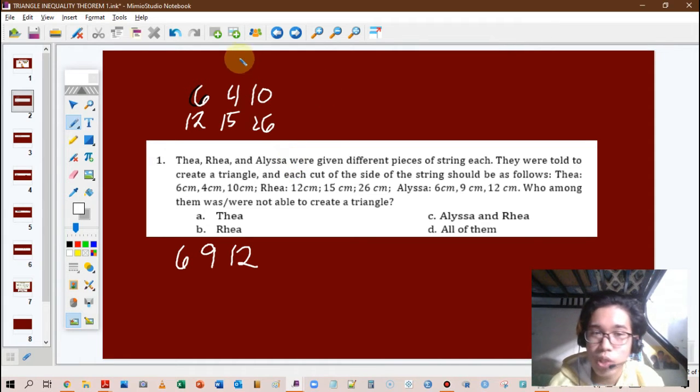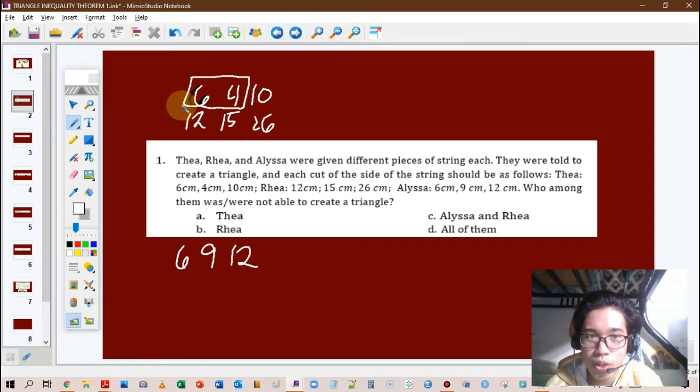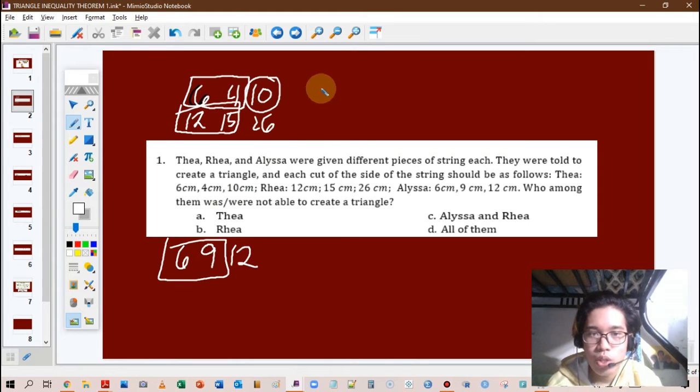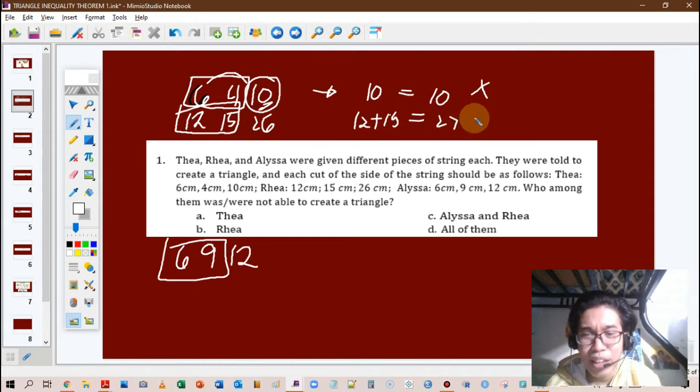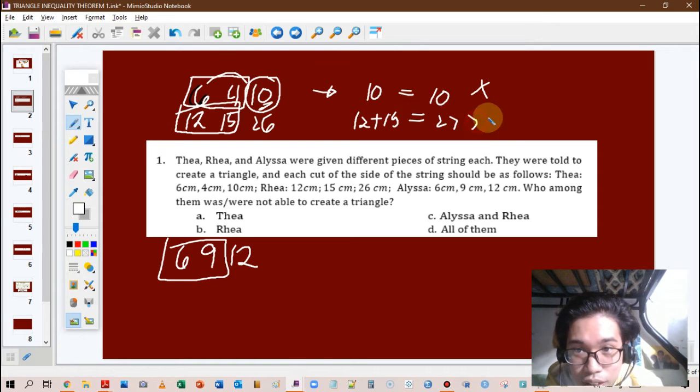In order to create a triangle, the two shorter sides should be greater than the third side. For the first case, we have 6 plus 4, and that's equal to 10, and the third side is 10. So 10 is not greater than 10, it's equal to 10. Therefore, Thea will not be making a triangle with her strings. How about Rhea? That's 12 and 15. If you add that, that's 27, right? And 27 is indeed greater than 26. Therefore, Rhea could make a triangle with her strings.